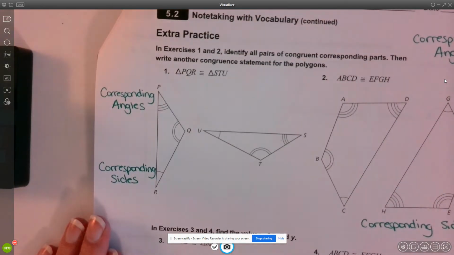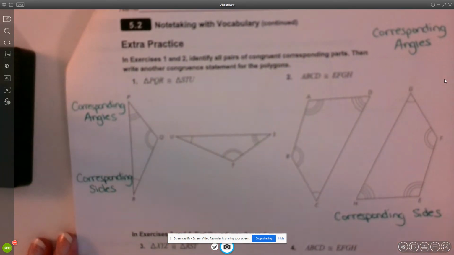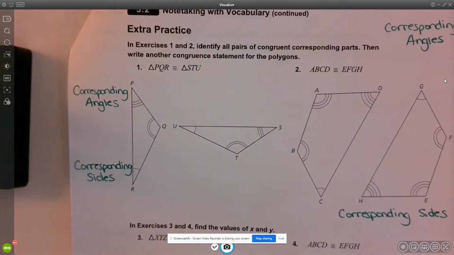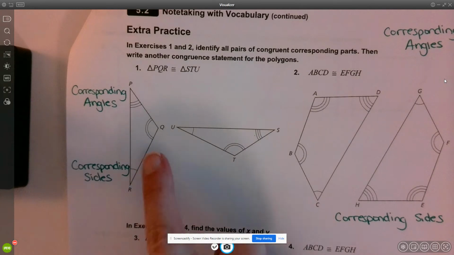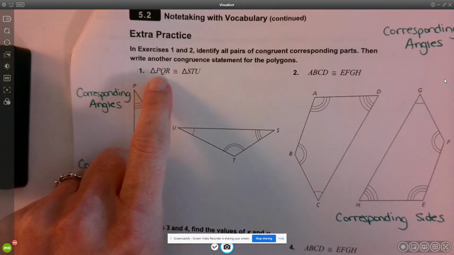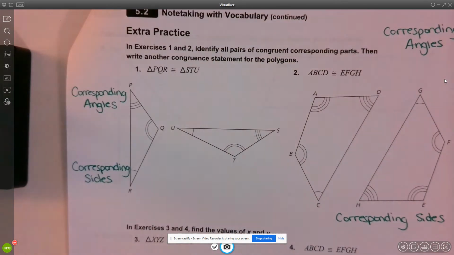All right, on page 131, it says in exercises 1 and 2, identify all pairs of congruent corresponding parts. Then write another congruent statement for the polygons. So we have in number 1, 2 congruent triangles. It tells us triangle PQR is congruent to triangle STU.